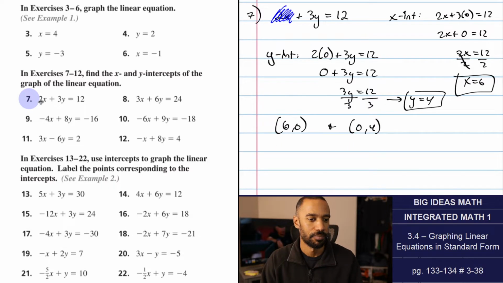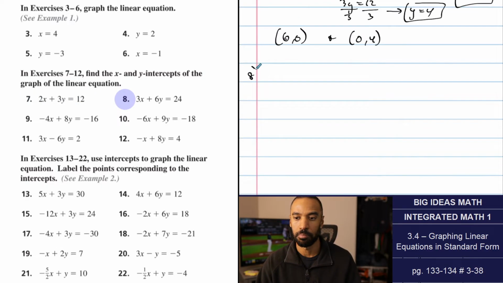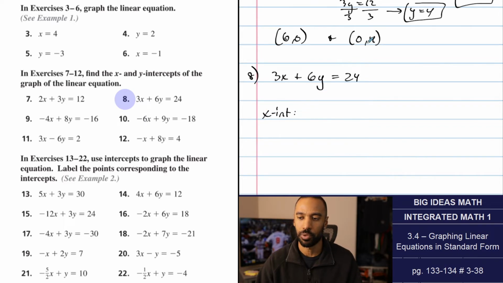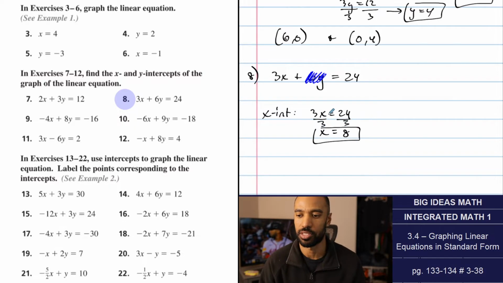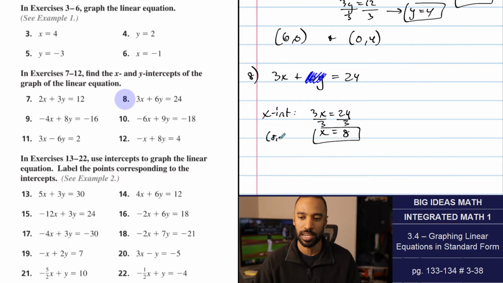Okay, number 8 says 3x plus 6y equals 24. This is where you're going to start seeing me be a little more expeditious. To find the x-intercept, I set y equal to 0. When I set y equal to 0, the term goes away. The equation now says 3x equals 24, and dividing both sides by 3, you get x equals 8. The x-intercept of this is 8. It crosses at the point (8, 0). For the y-intercept, you set x equal to 0. And what happens? Your equation says 6y equals 24.